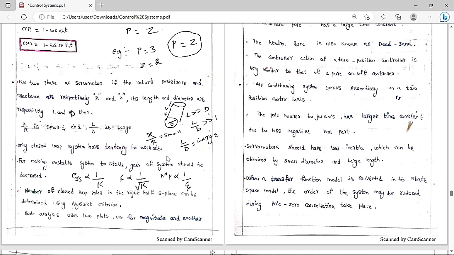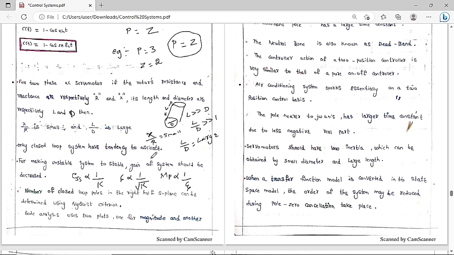So these points I have already told you. As the k value increases, the steady state error decreases, zeta decreases, and Mp increases. Whenever the value of k increases, the root is going to shift to the right half of the S plane, and the system will become unstable.